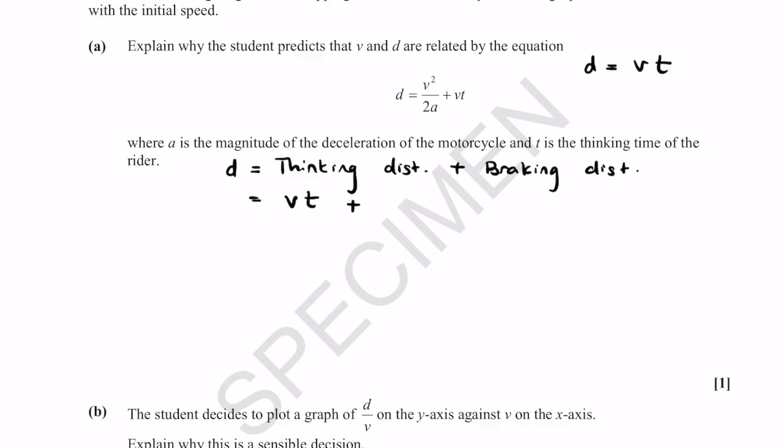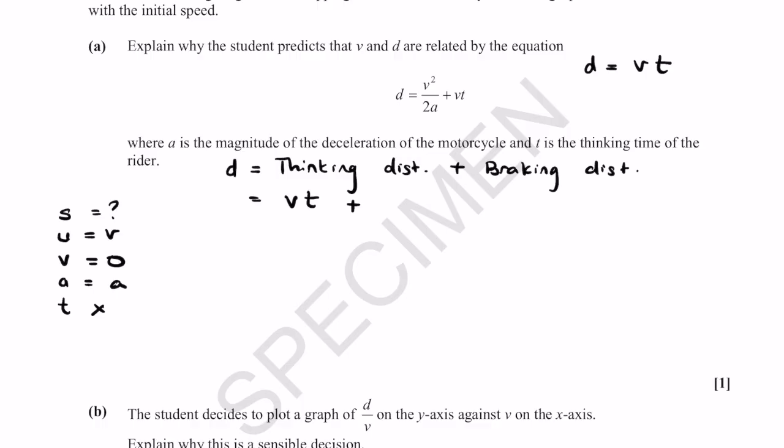The braking distance can be calculated using a suvat equation, because we know that it is going to come to a stop, and its initial velocity is just v, and this is the distance that we are calculating. Acceleration, we can just write down as a, because it is going to slow down. I'm just going to leave it as a for now. And t is just t, so we are not really interested in that.